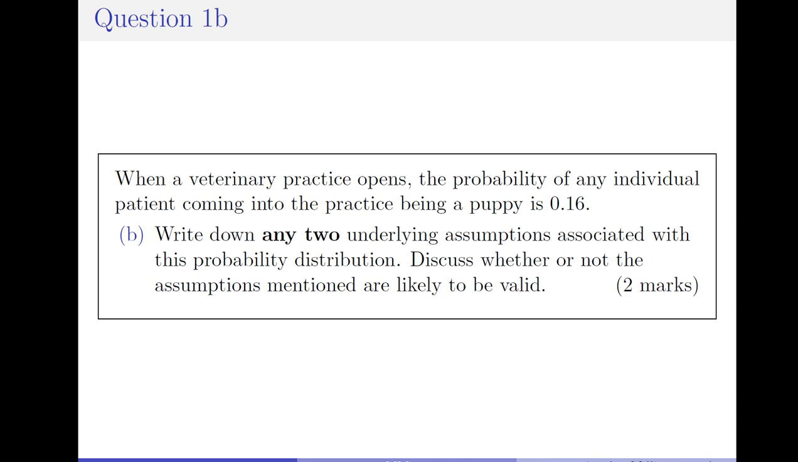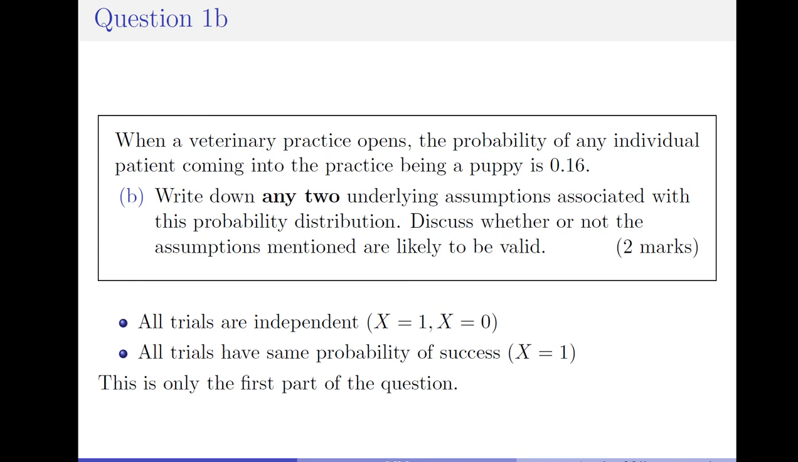So these assumptions, I'm not going to give them all, I'm going to give the easiest two, or what I believe to be the easiest two. These are, all trials are independent, all trials have the same probability of success. Now, a lot of people, when they sat this exam, stopped there, and that would only warrant 1 mark. The second mark comes from the second sentence of this question, which says, discuss whether or not the assumptions mentioned are likely to be valid.